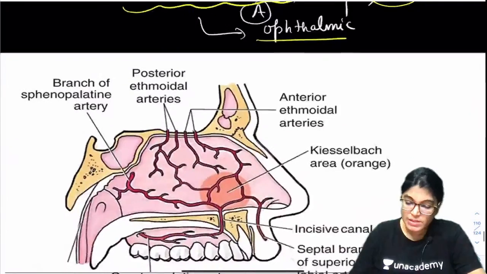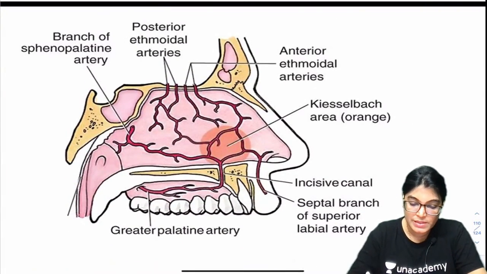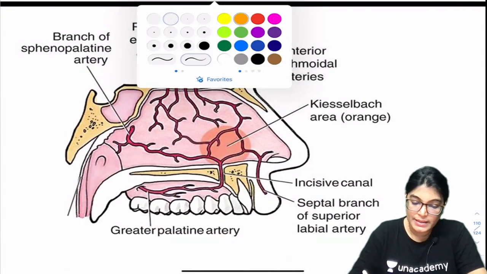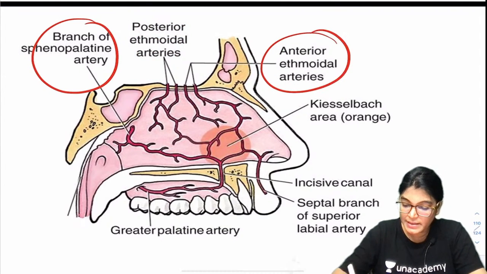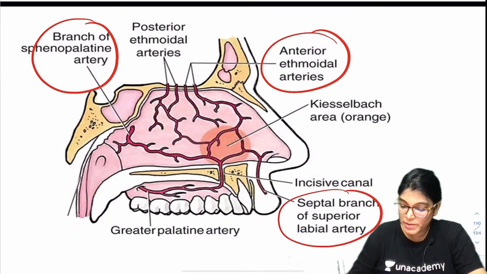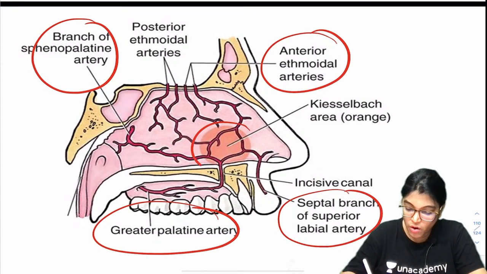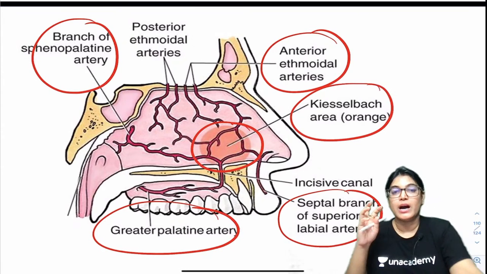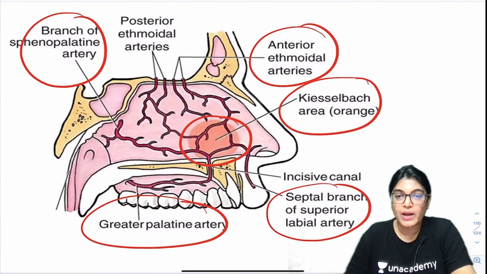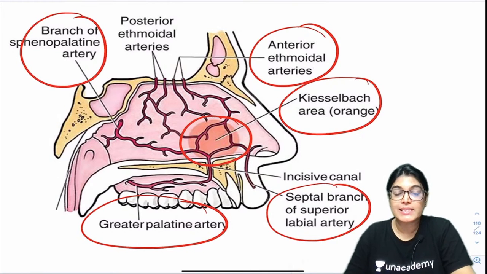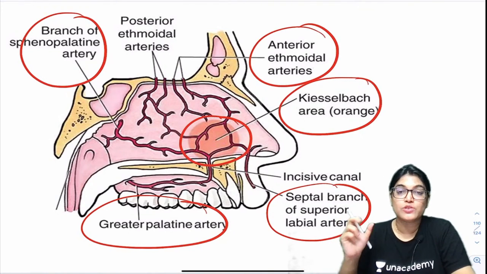So yes, now see here, this is a diagram. In this diagram you can see these branches of sphenopalatine, anterior ethmoidal, septal branch, superior labial and branch of greater palatine. All of these arteries are forming an anastomotic network at Little's area in the anteroinferior aspect of the nasal septum. That area is called Little's area, forming Kiesselbach's area as shown with the orange color, that is a nose bleeding site.